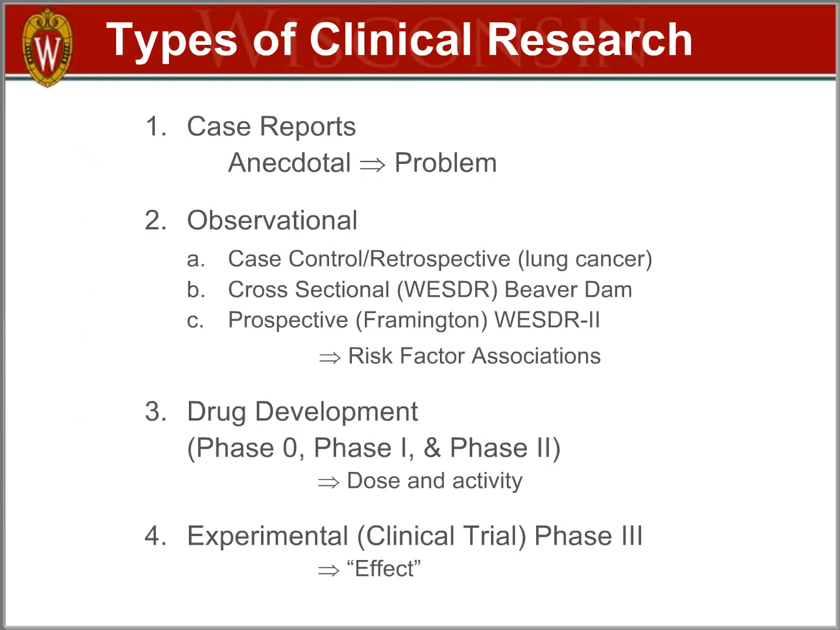Just to review briefly, there are several kinds of clinical research. Case reports, that we talked about earlier, which are usually anecdotal, but indicate there's a problem. Observational studies involve one of three designs. Either we look at patients who have a disease and look backwards to see what the exposure was. We call it case control or retrospective studies. Lung cancer studies, for example, were often of that kind.